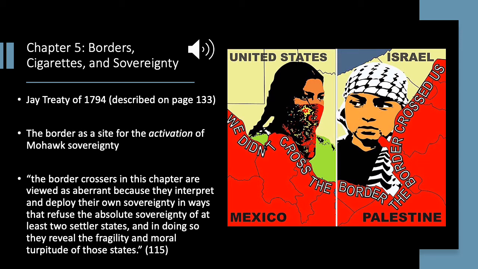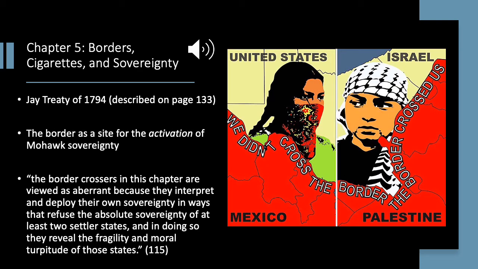On the other hand, she also writes that the border crossers in this chapter are viewed as aberrant because they interpret and deploy their own sovereignty in ways that refuse the absolute sovereignty of at least two settler states, and in doing so reveal the fragility and moral turpitude of those states.